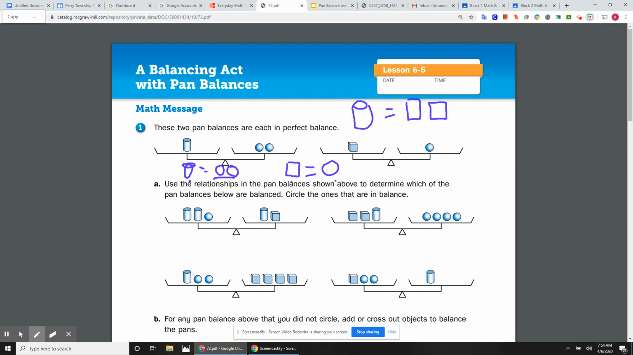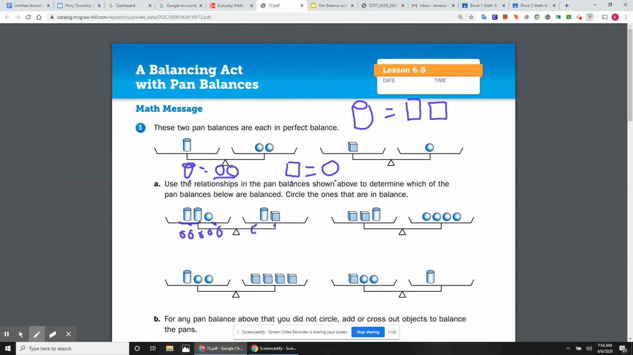So we're going to use those relationships in the pan balances above to determine which of the pan balances below are balanced. Circle the ones that are in balance. We're just going to find the ones that are balanced and then circle the ones that are. So if I look at this one, to know if they're balanced, then those are going to be equal on both sides. So here, if we were talking in terms of spheres, we would know that this one should equal 4 spheres because there are 2 cylinders, and then another sphere because we have this one right here. So that would be 5.